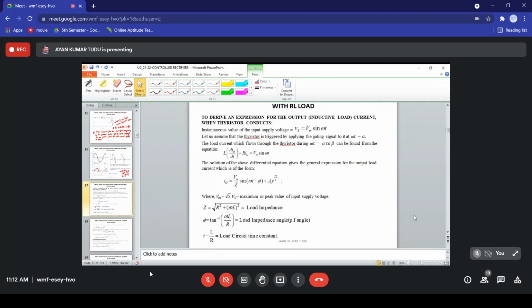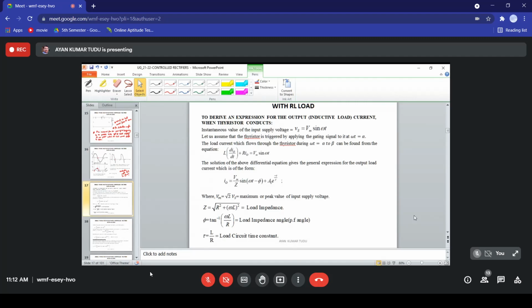That can be found from the simple KVL equation, L di0 by dt plus R i0 equal to Vm sin omega t. If we solve this differential equation, it gives the general expression for the output load current, which is of the form I0 equal to Vm by Z sin(omega t minus phi) plus A1 e to the power minus t by tau, where A1 is a constant. What is tau? Tau is written here below. Tau is nothing but L by R, the load circuit time constant.